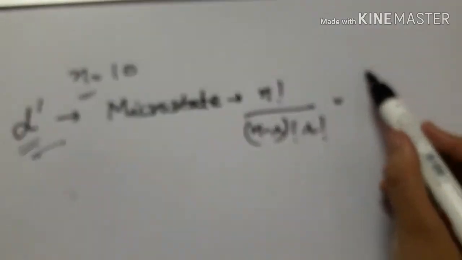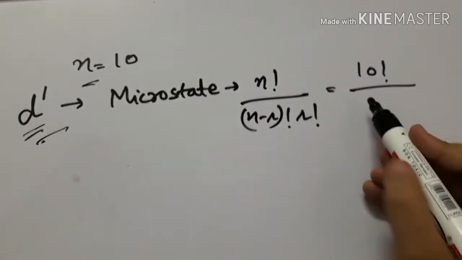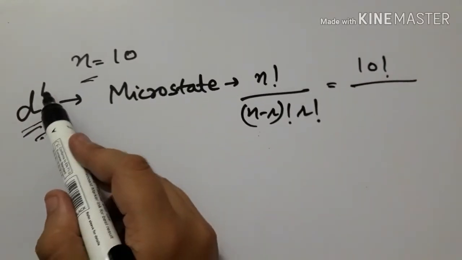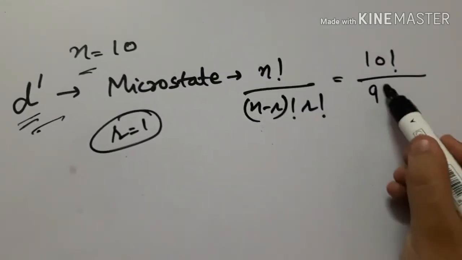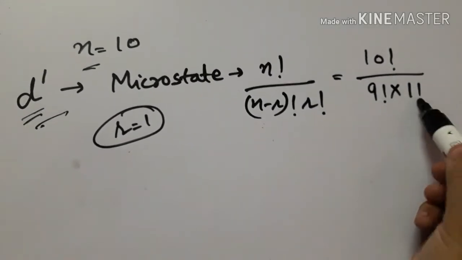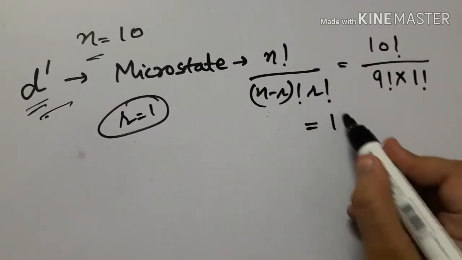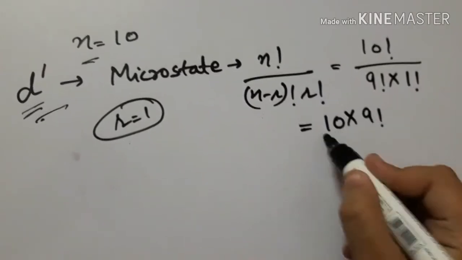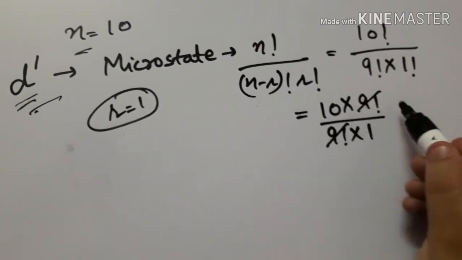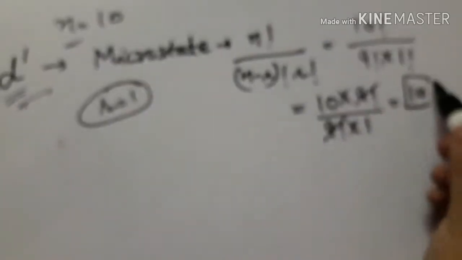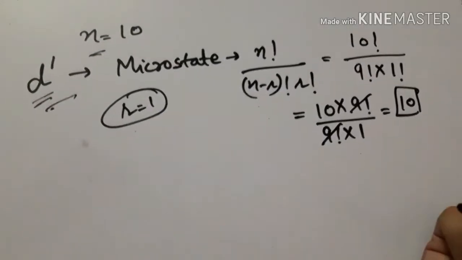So we have 10 factorial upon (10 minus 1), r equals 1 here. So 10 minus 1 is 9 factorial into 1 factorial. So this is 10 into 9 factorial upon 9 factorial into 1. So this cancels out and 10 is the microstate for D1.